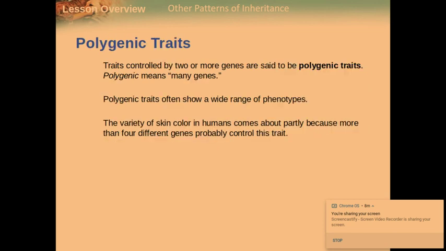Traits controlled by 2 or more genes are said to be polygenic traits. Polygenic basically means many genes. Polygenic traits often show a wide range of phenotypes. The variety of skin color in humans comes about partly because more than 4 different genes control this trait. So that's why we all have different skin tones.